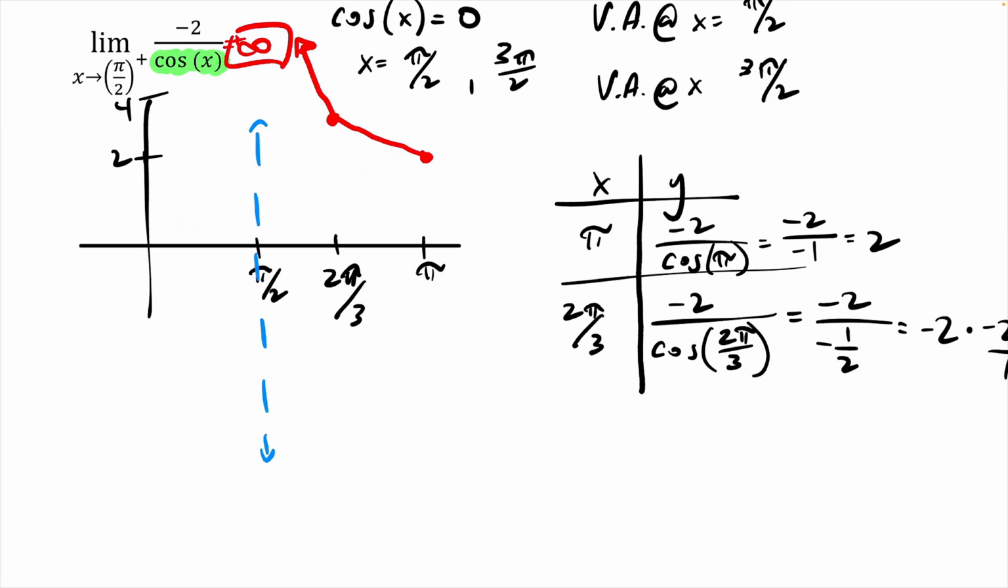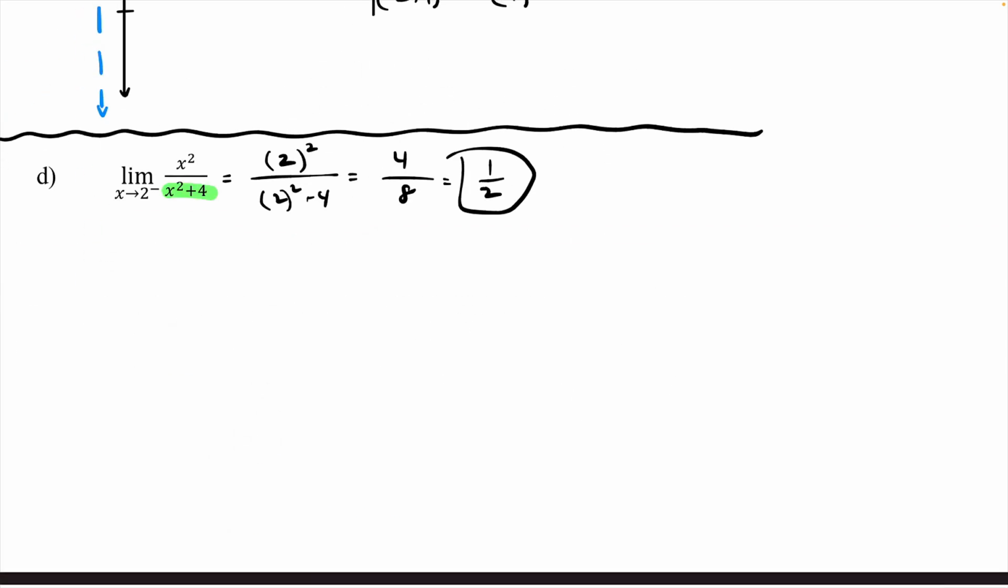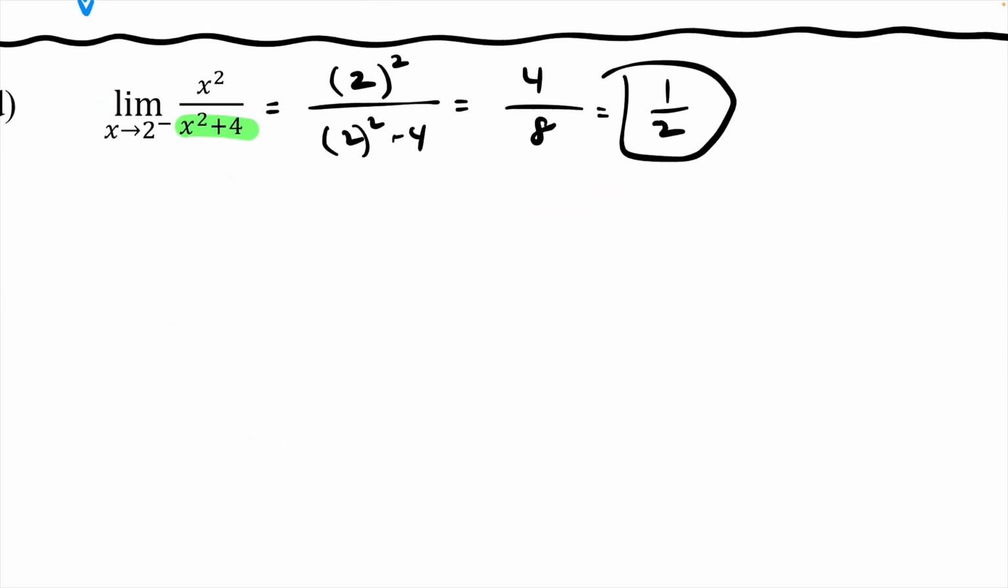So when I say limits to infinity or infinite limits, it means it's one-sided limits that are either going to go up or go down if they are near an asymptote. If they're not near an asymptote, do what you've done before.